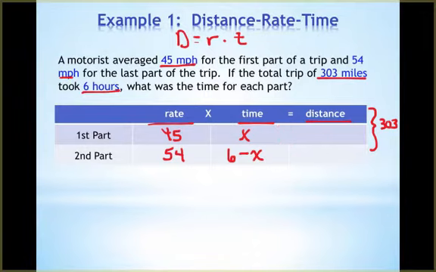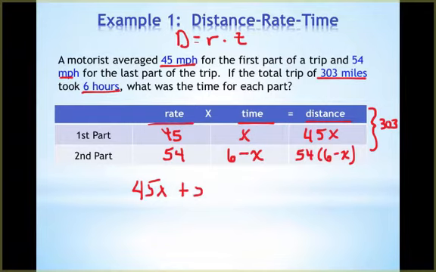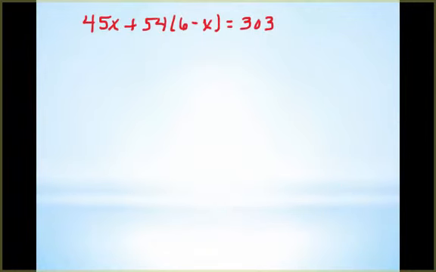So I'm going to go ahead and multiply these together, and this will give me 45x, and this will give me 54 times 6 minus x. But now, knowing that the total trip was 303 miles, I can make the equation 45x plus 54 times 6 minus x has to give me 303 miles total.